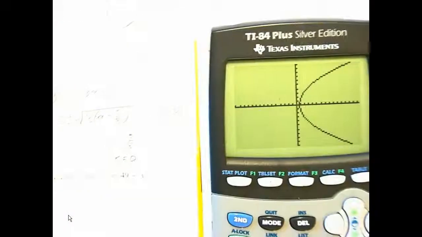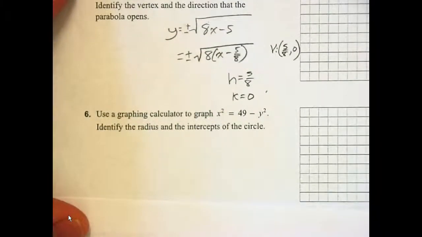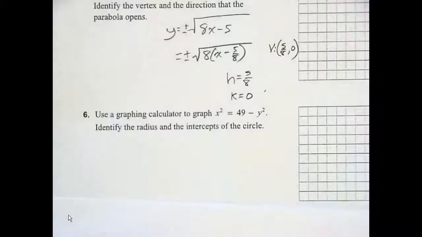Hey, you're going to see that on the next one as well, if we graph the circle. Let's go ahead and graph the circle. Oh, I just gave it away that it's a circle. Then again, they did too.